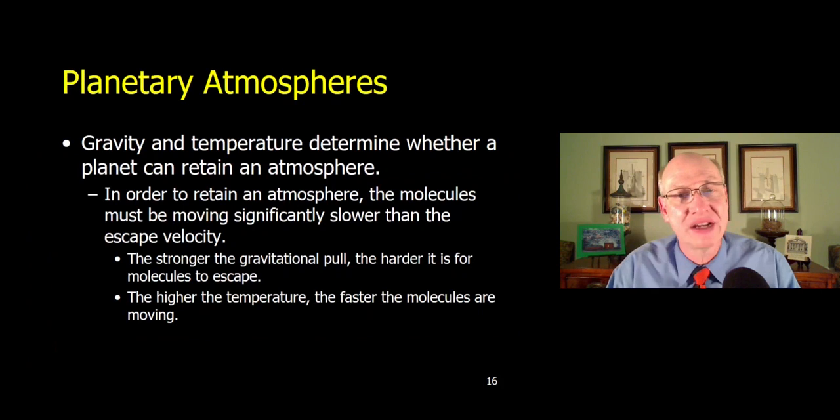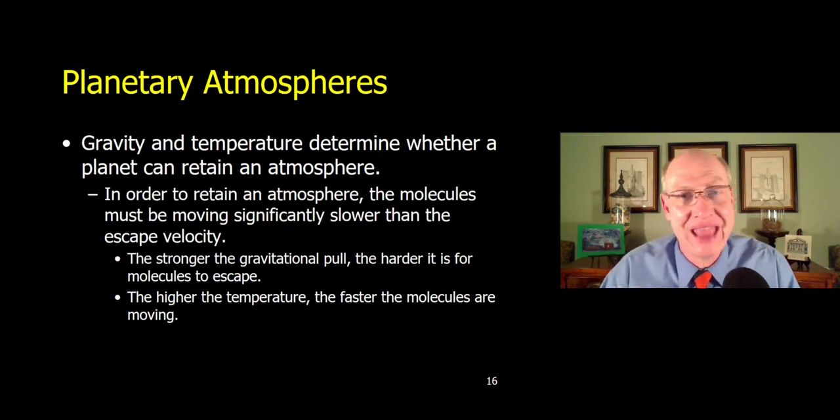There are two factors that determine whether a planet can hold on to its atmosphere. And those two factors are gravity and temperature. Gravity is a factor because of escape velocity. The stronger the gravitational pull, the harder it is for molecules to escape. The more massive the planet is, the higher its escape velocity, and that makes it harder for the molecules and atoms to escape. On the other hand, temperature plays a role.